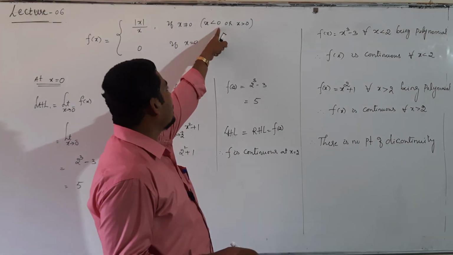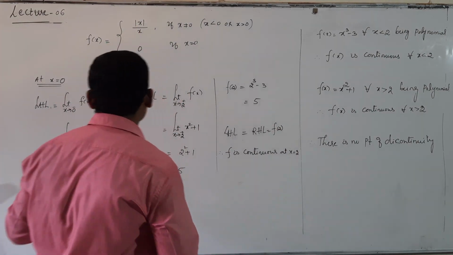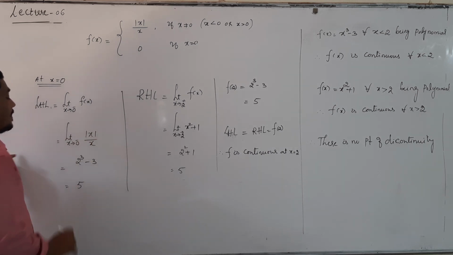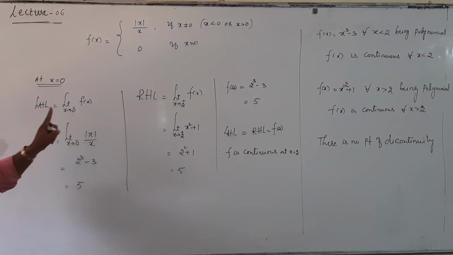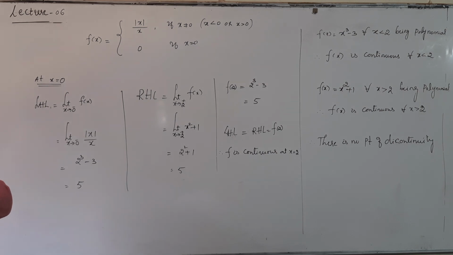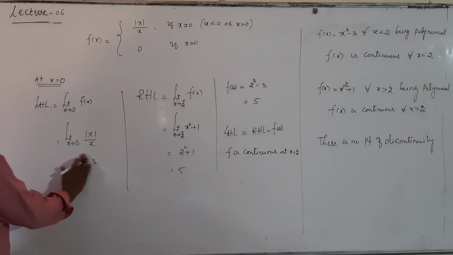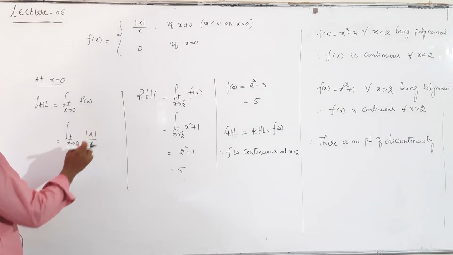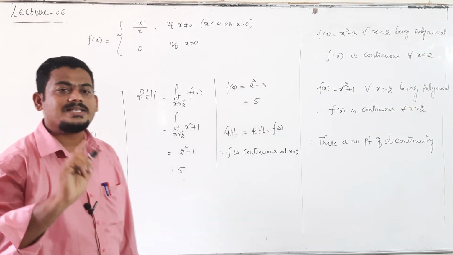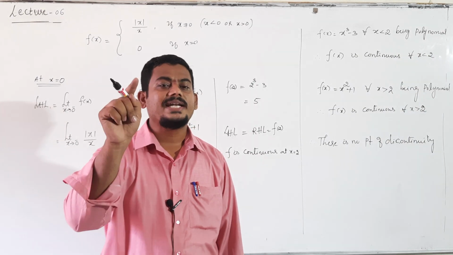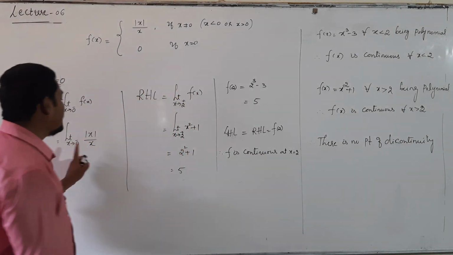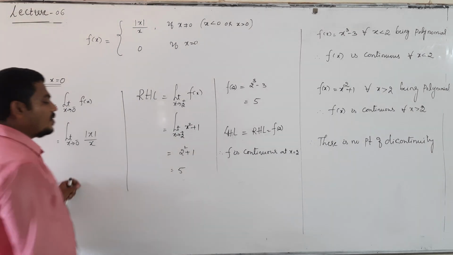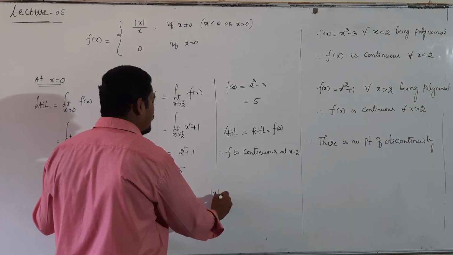Once x value is less than 0, what is our f of x? That is modulus of x divided by x. Once you put x value 0, what happens? It gives 0 by 0 form. So don't put x value because it gives 0 by 0. Once you get 0 by 0 form, 0 by 0 means indeterminate form. First eliminate the indeterminate form by simplification. Already you know the definition of modulus of x.